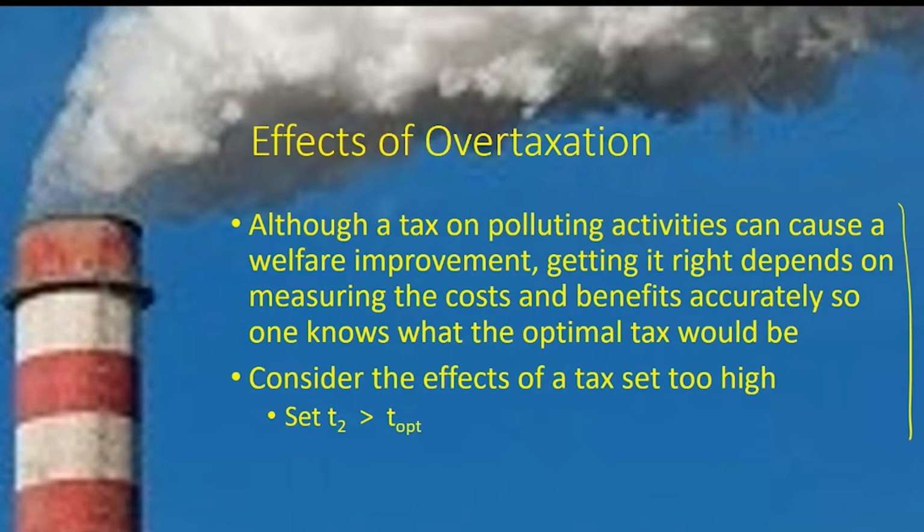Although a tax on polluting activities can cause a welfare improvement, getting it right depends on measuring the costs and benefits. All right, so let's consider the following effects. Let's set the tax, T2, greater than the optimal tax. The optimal tax is the one we just evaluated, the one that gets us to Q social.